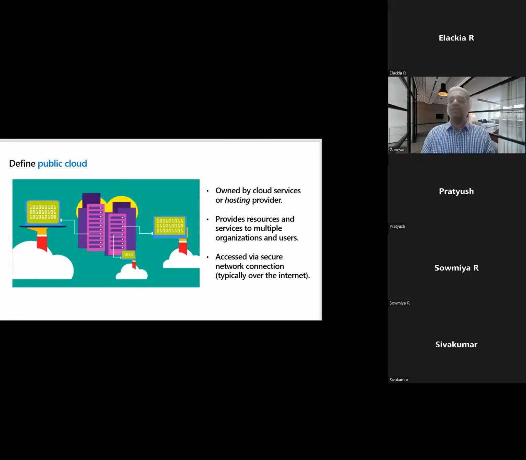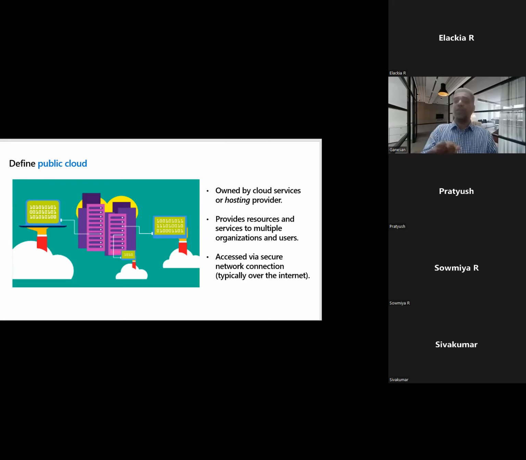Public cloud is owned by a cloud service or hosting provider, which means there is one separate owner owning the cloud services. He owns all the data centers of that cloud. Example, Microsoft. The Microsoft product is Azure. Microsoft owns all the physical machines and whatever service is provided, and they rent it to you. Microsoft is the owner and they give rental to people across the globe. This is important: they provide resources and services to multiple organizations and multiple users.